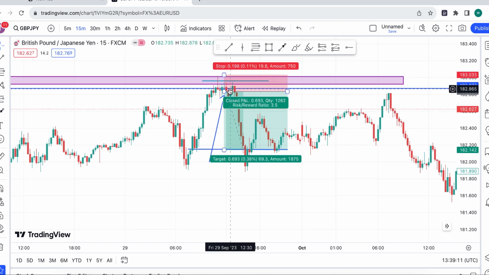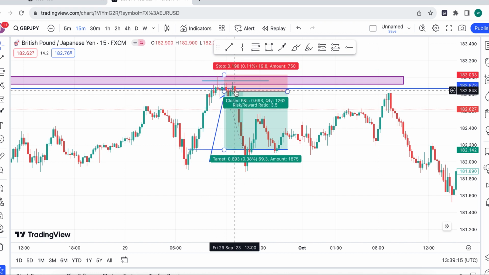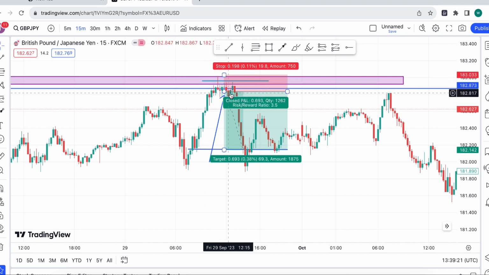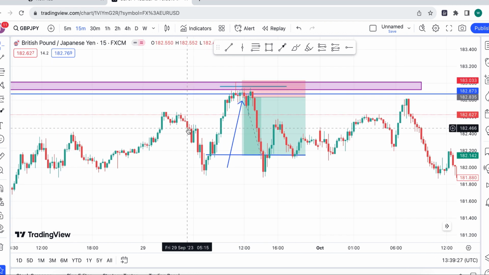We wait for multiple confirmations. We wait for things like the pin bar, we wait for engulfing candles, we wait for an upside down hammer. We've also waited for another confirmation where we've seen weakness as well. So all these confluences combined made our probability higher, and we entered based on these.